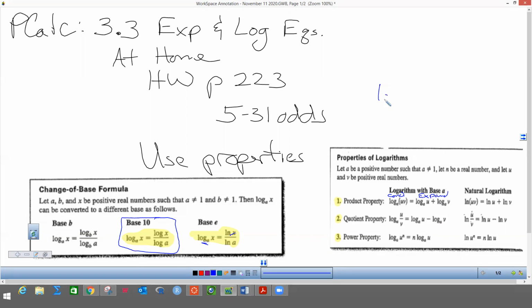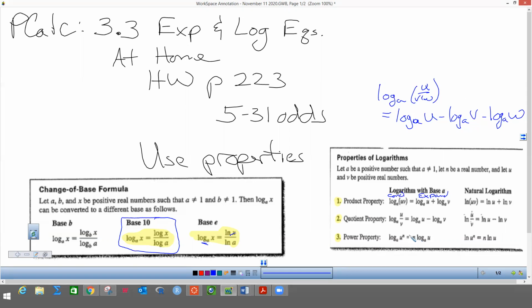Now, if you have two different things on the bottom, let's say log base A of U over VW. If you were expanding this one, this would be log base A of U, and since U's on top, it's positive. Then you'd have a minus log base A of V, and W's on the bottom as well, so that'd be minus log base A of W. Anything on the bottom puts a minus in front, anything on top is positive.